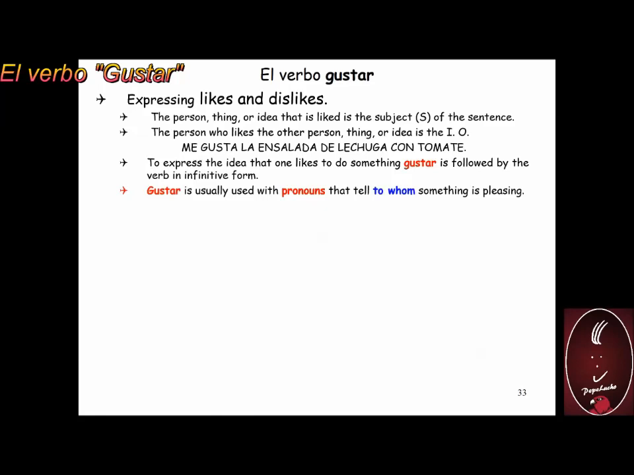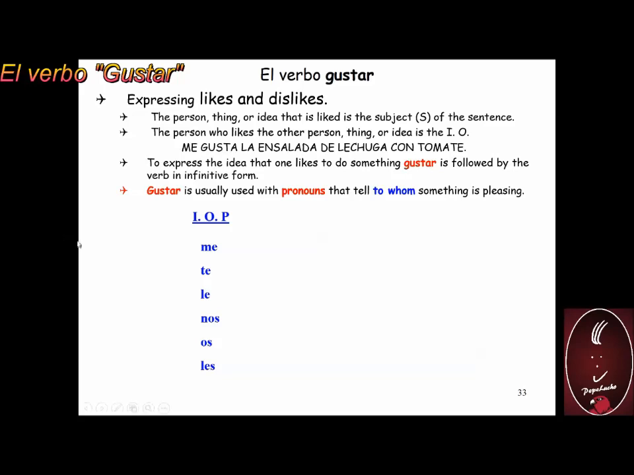Also, gustar is usually used with pronouns that tell to whom something is pleasing. How do we call those pronouns? Those pronouns are called indirect object pronouns. The indirect object pronouns are me, te, le, nos, os, les.